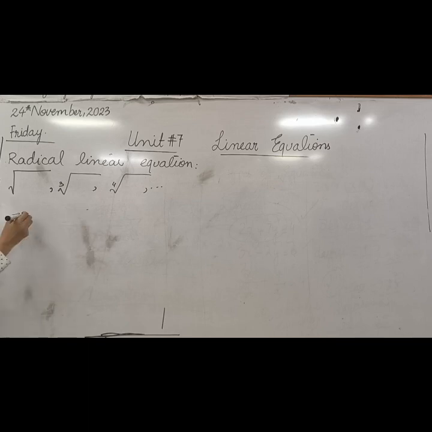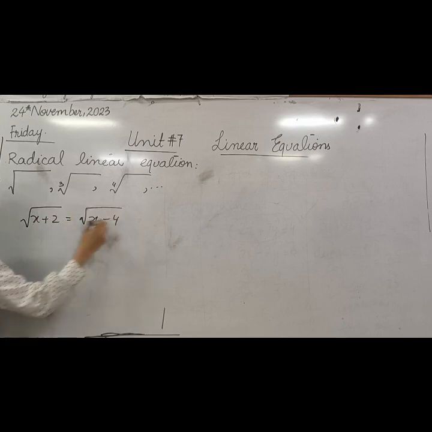So I have the question: square root of x plus 2 is equal to x minus 4. How to solve it? Who will give me the idea? In the solution, first of all, we will remove this radical sign. What is this? Cube root? No, square root. Yes, good.